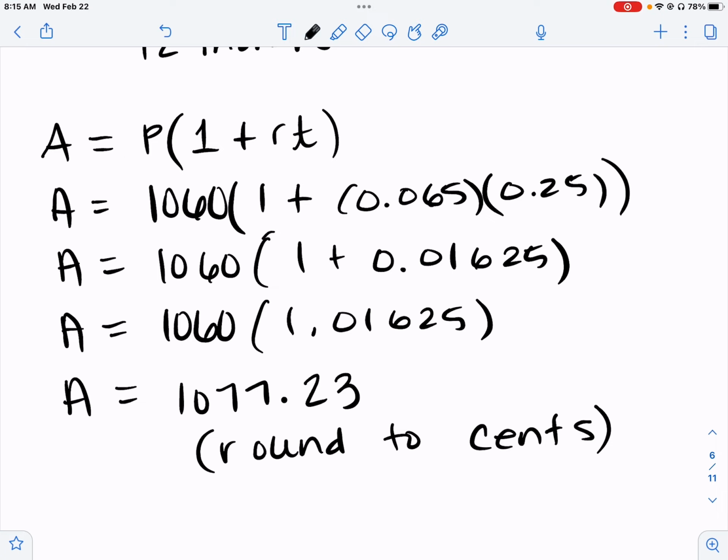Inside this parentheses, we do that multiplication first. So we do the 0.065 times the 0.25 first, and that gives us 0.01625. We finish off inside the parentheses, so we add 1 plus that decimal, and then we multiply at the end. And we always round to cents when we're talking about money.